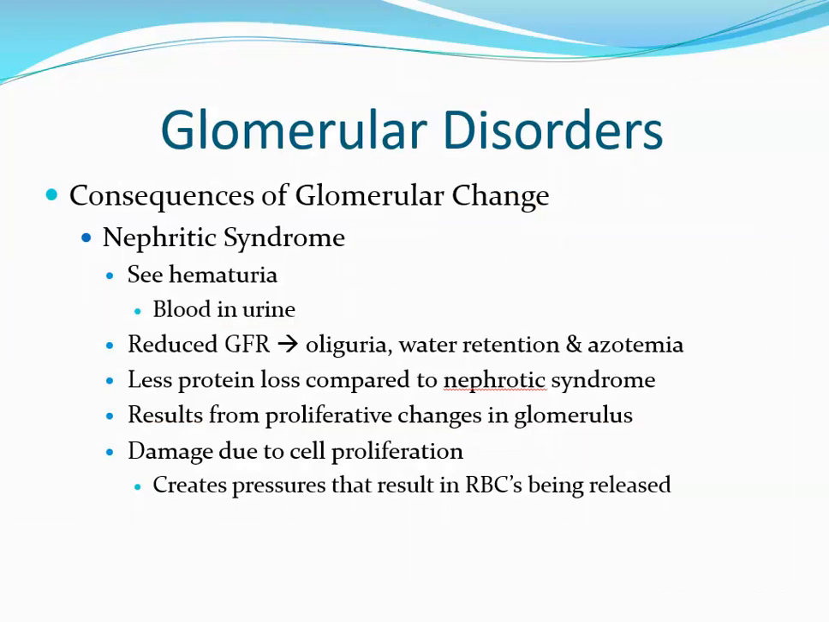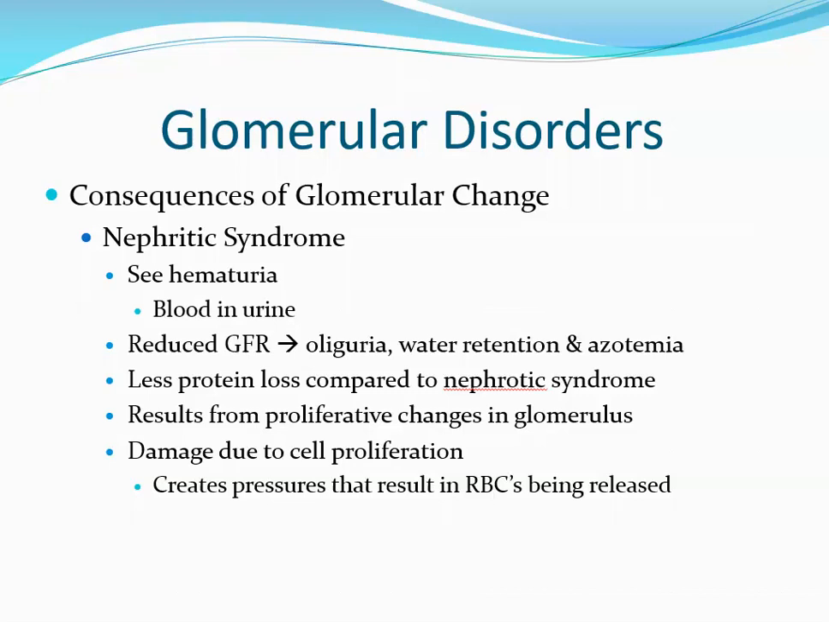The other consequence is nephritic syndrome. Here you see pronounced hematuria. The damage to the glomeruli allows red blood cells to escape. The reduced glomerular filtration rate causes a decrease in urine output, oliguria, water retention, and the accumulation of nitrogenous waste in the blood, azotemia. Less protein loss is seen compared to nephrotic syndrome.